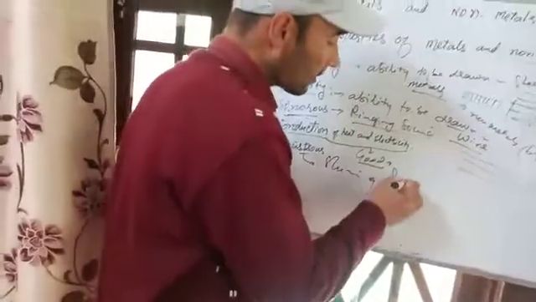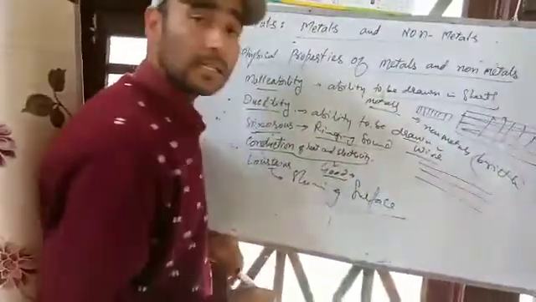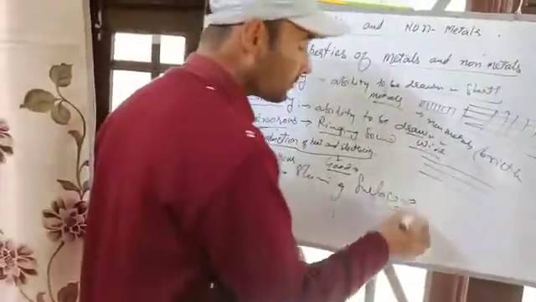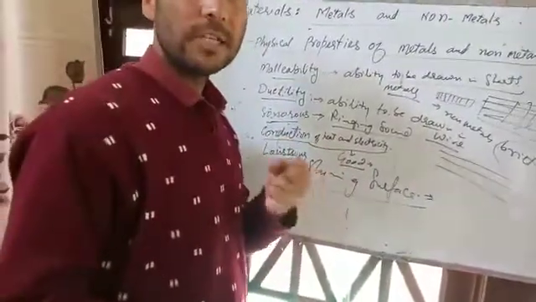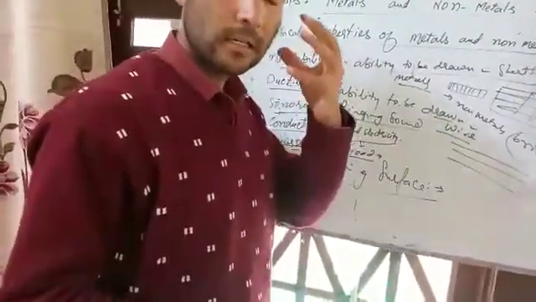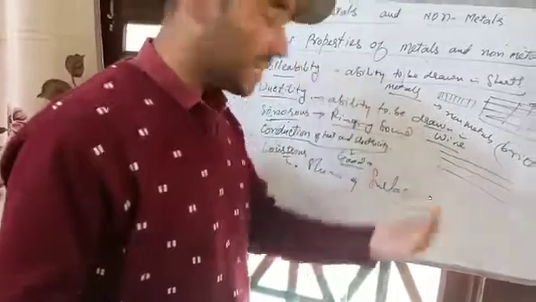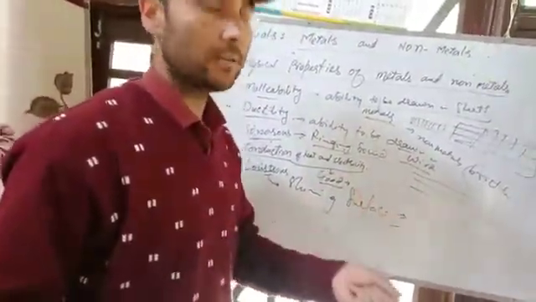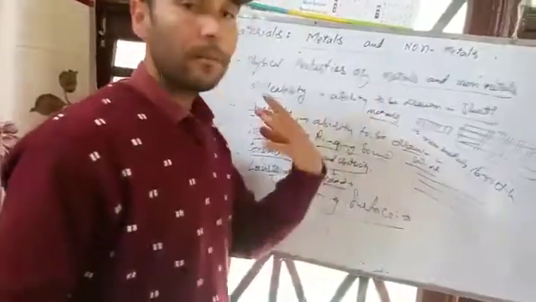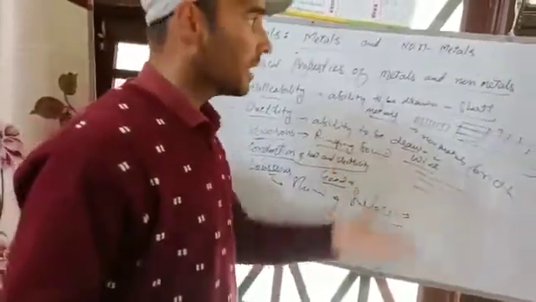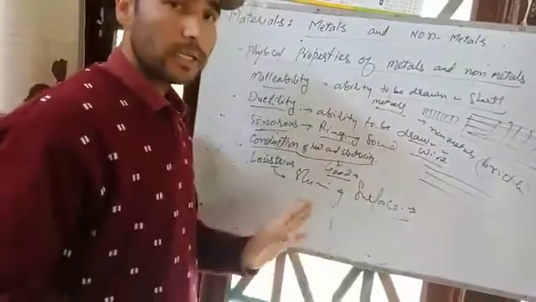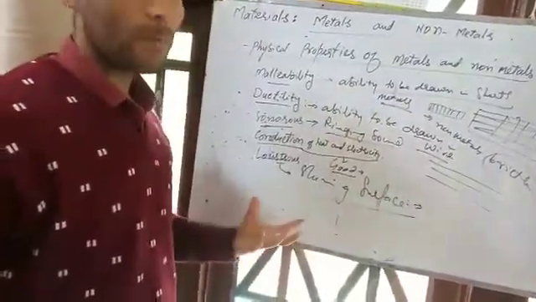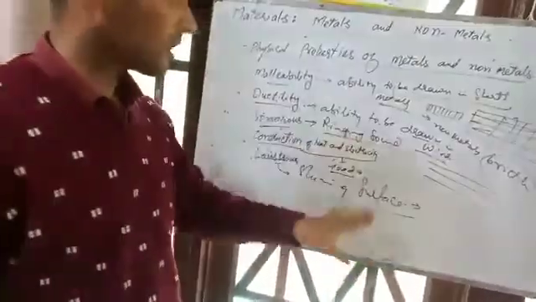Now, lustrous means having a shining surface. Any substance which has a shiny surface is referred to as a metal. Some non-metals also have shiny surfaces, but mostly the metals have shiny surfaces. Non-metals do not have these properties. Only metals have these properties. And non-metals are not lustrous.